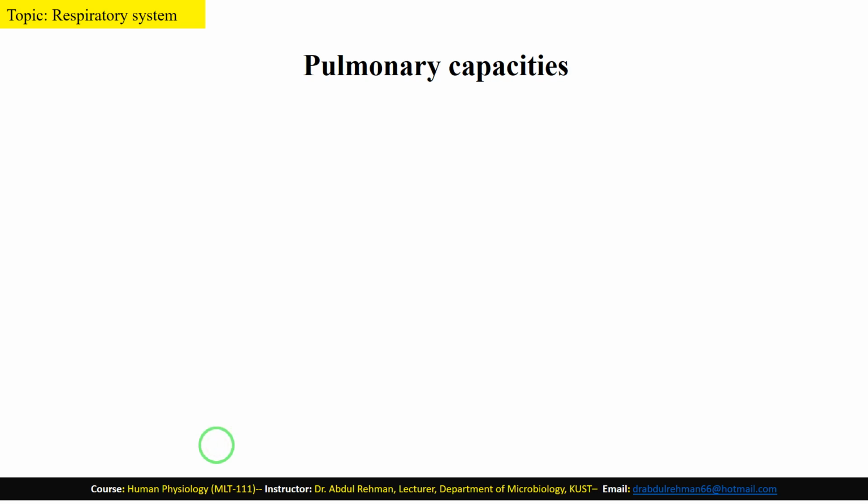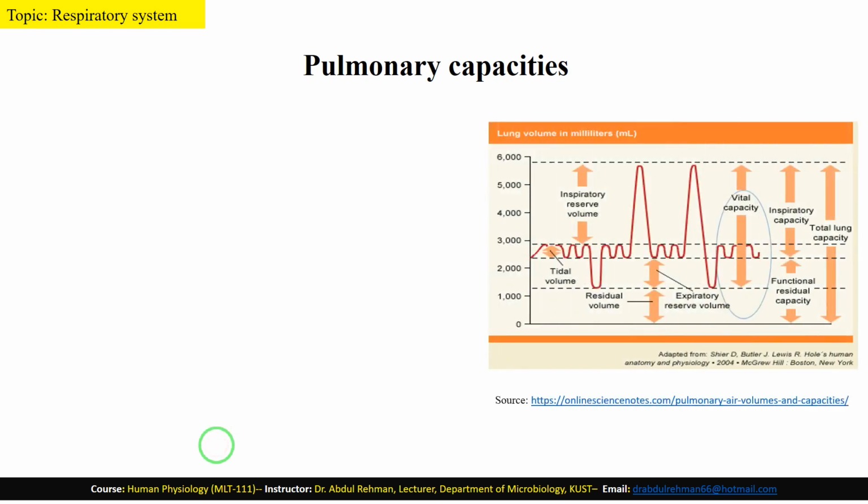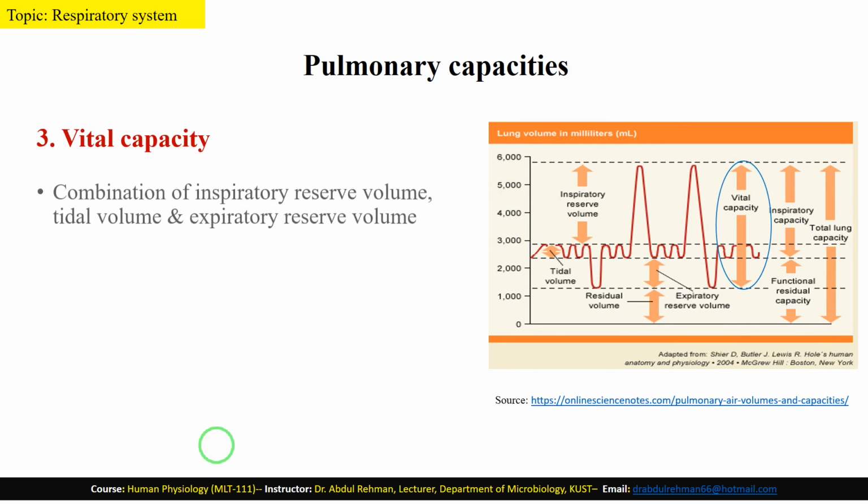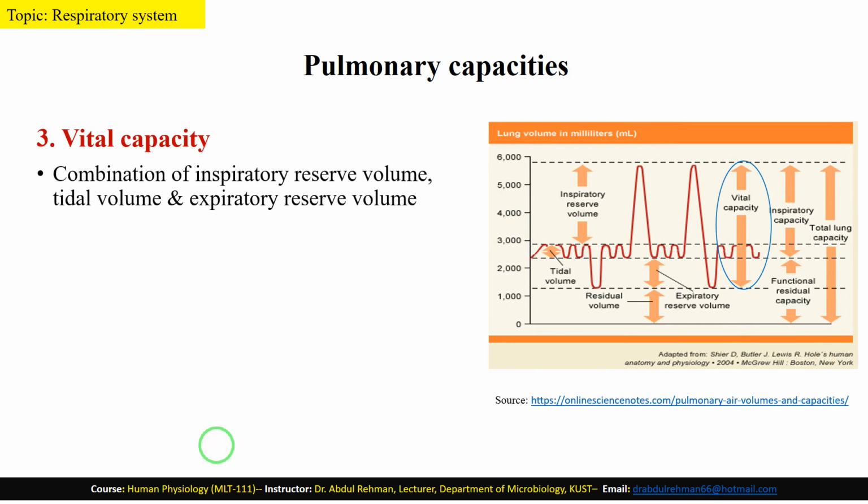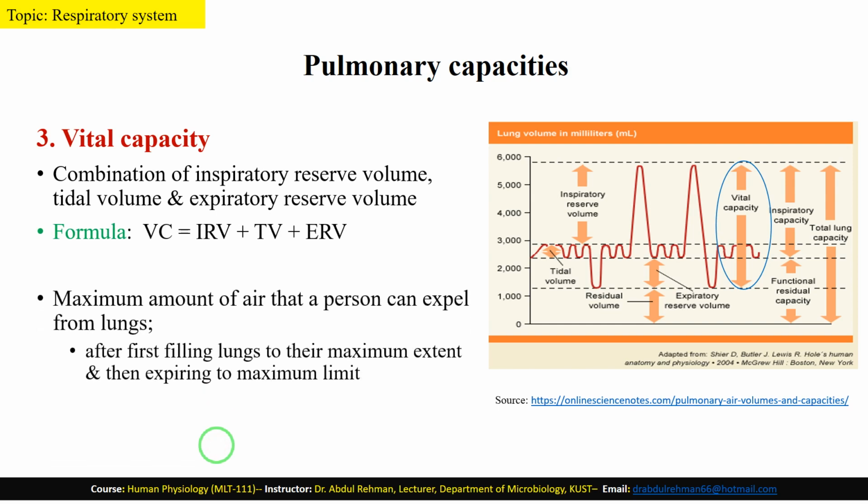Another capacity is vital capacity. Vital capacity is the combination of three pulmonary volumes: inspiratory reserve volume, tidal volume, and expiratory reserve volume. So it is calculated by this equation. It shows the maximum amount of air that a person can expel from the lungs by first filling the lungs to their maximum extent and then expelling as much as possible.